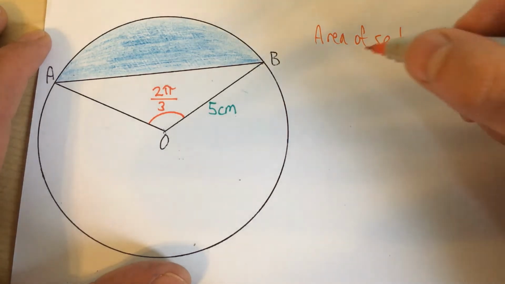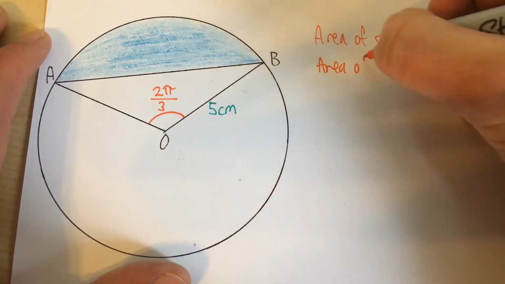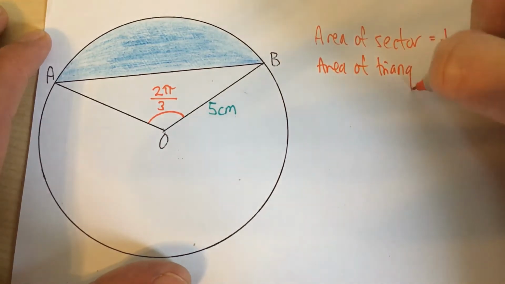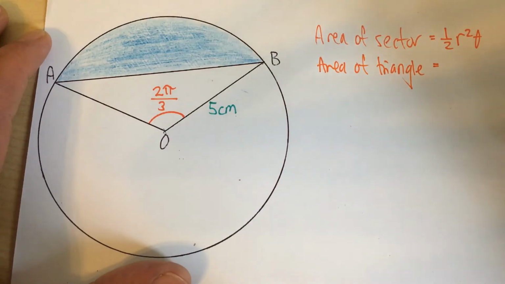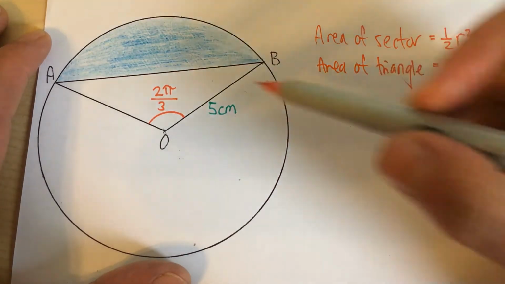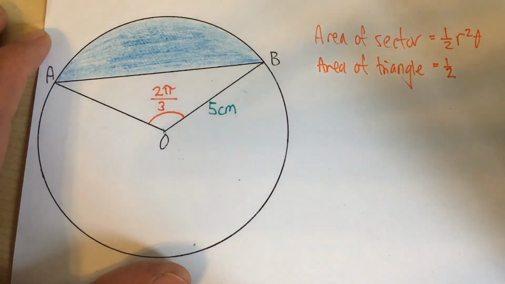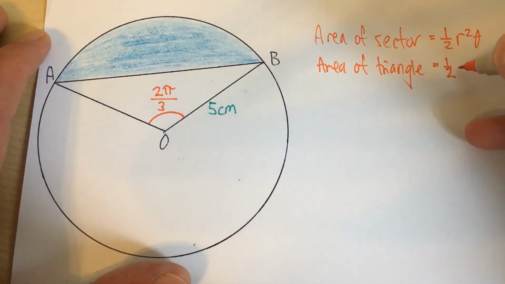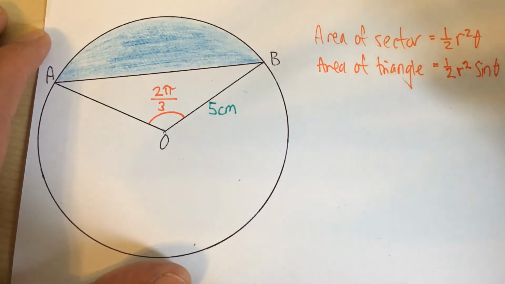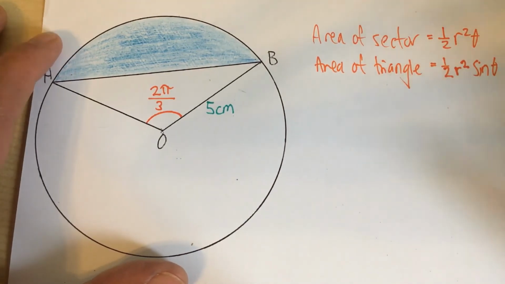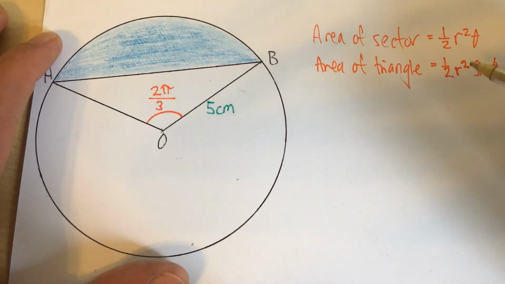Well, the area of the triangle is equal to a half AB sine C. But look, A and B are going to be the same value, aren't they? So we end up with a half r squared sine theta, where again theta is in radians. So make sure you're in radians mode on your calculator for this question. So the area of the segment, we're going to do the area of the sector minus the area of the triangle.